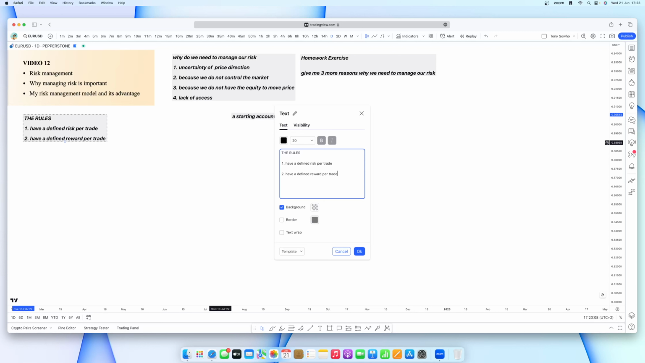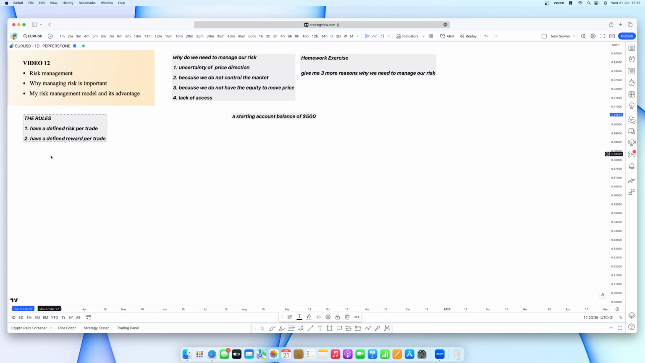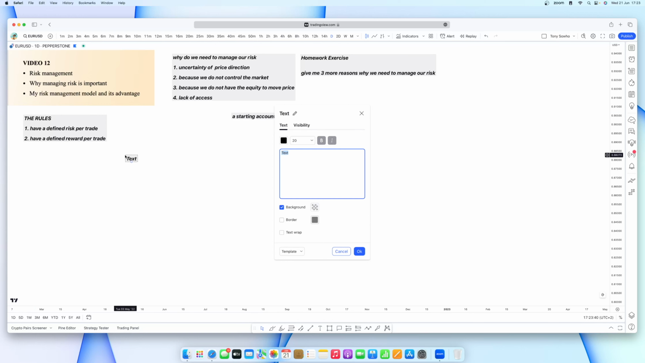What do I mean by having a defined risk per trade? So don't just get in blindly. Don't just get in because you just want to get in, right? You see price is ready to buy, you just jump in with any lot size. You're not even sure what the risk is going to be. You just get in. So number one, have a defined risk per trade. Number two, have a defined reward. So if we decide to split these two things now, number one, having a defined risk.